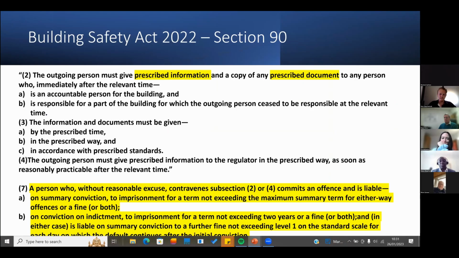But what's quite important is that Section 90 of the Building Safety Act imposes this legal duty. And you can see there, a person who without reasonable excuse contravenes subsection 2 or 4, which as you can see there relate to providing the information for the regulator, commits an offence and is liable on summary conviction to imprisonment for a term not exceeding the maximum summary term.